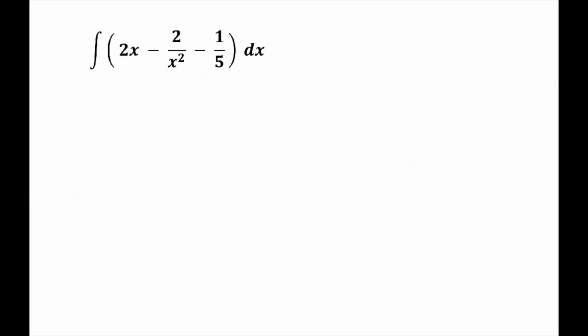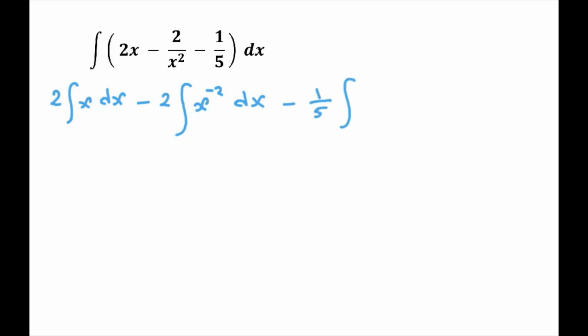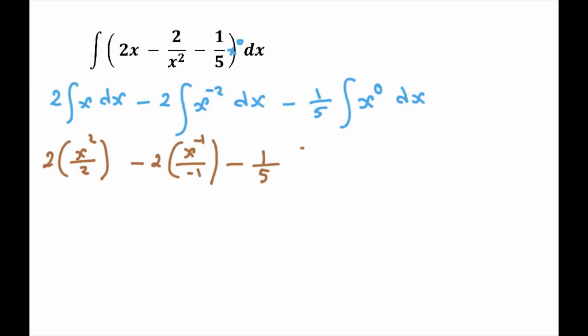Now, what about this one? Again, we're going to do the same. 2x dx minus 2 x to the power of negative 2 dx minus 1 over 5 x to the power of 0 dx, okay, because it's a constant here. That will be 2 x to the power of 1 plus 1 over 1 plus 1 minus 2 x to the power of negative 2 plus 1, negative 2 plus 1 is negative 1 over negative 1, minus 1 over 5, x to the power of 0 plus 1 is 1 over 1.